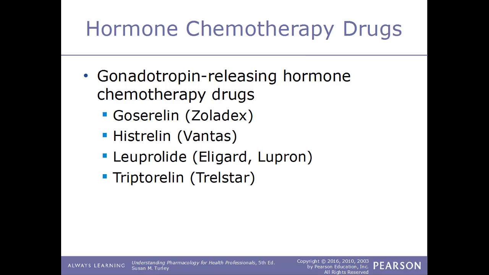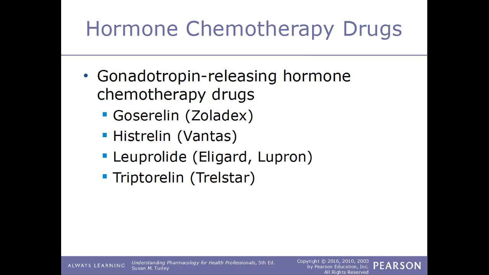And some examples of this kind of drug would include goserelin, also known by the name Zoladex, histrelin, known by the trade name Vantas, leuprolide, known by the trade names Lupron and Eligard, and triptorelin, known by its trade name Trelstar.